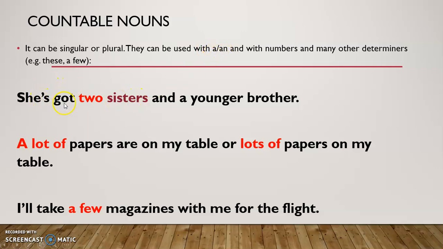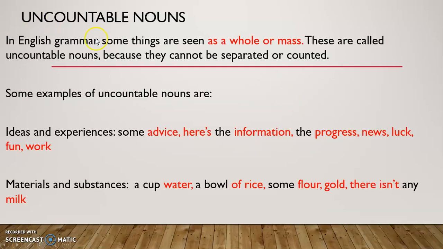For example, she's got a sister. A sister tak adalah S kat sini. She's got, kalau 2 sisters, she's got 2 sisters. Okay. So, ini a lot of papers or lots of paper. Lots of papers on my table. Ini dia guna, I'll take a few magazines, you know. These are the nouns that you can count. Okay. Let's look at uncountable nouns.